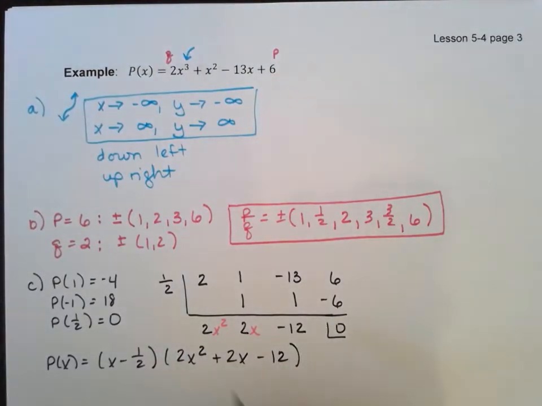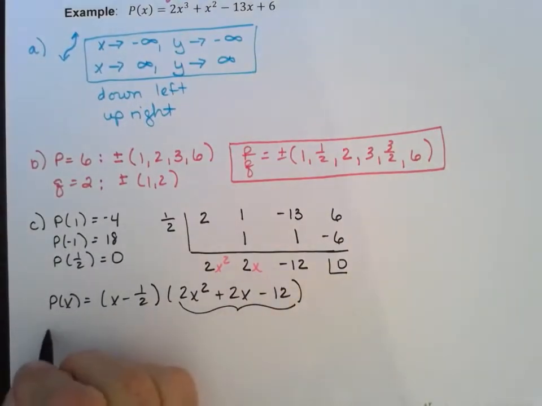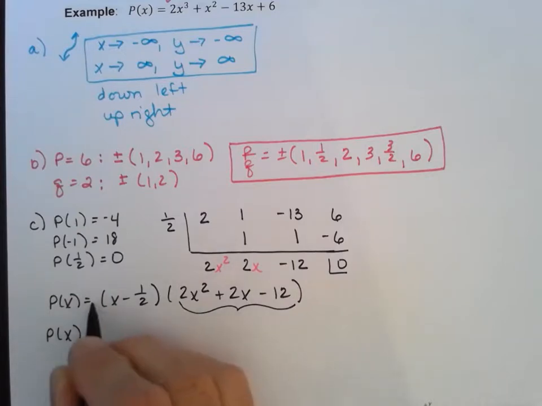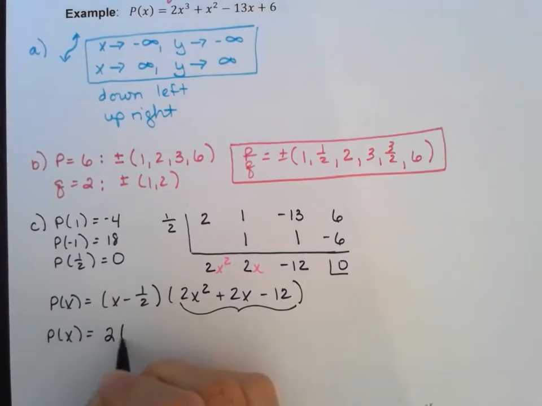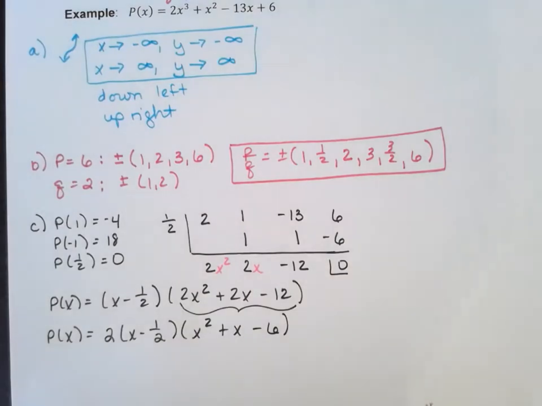Now, if you'll notice, we can actually factor a 2 out of this, right? Let's go ahead and do that. I'm just going to put it in the front of everything. We factor that 2 out of here. We have x squared plus x minus 6.